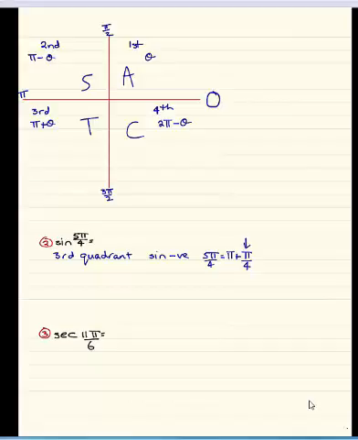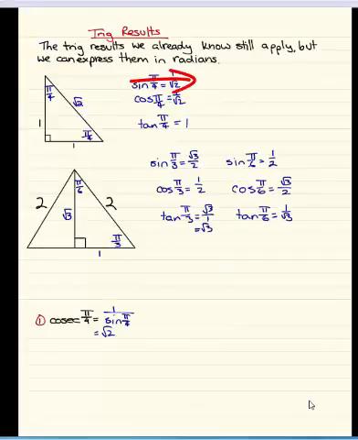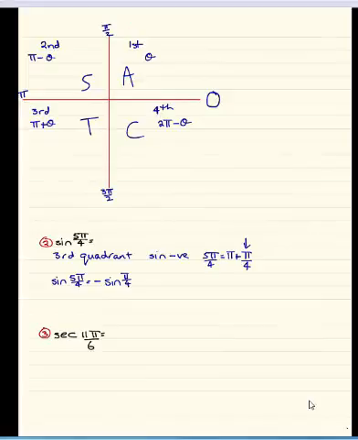All right, so we say that sine of 5 pi over 4 is equal to the negative of sine of pi over 4. Well, we know that sine of pi over 4 is equal to 1 over root 2. Therefore, this is equal to negative 1 over root 2. So same process as before.